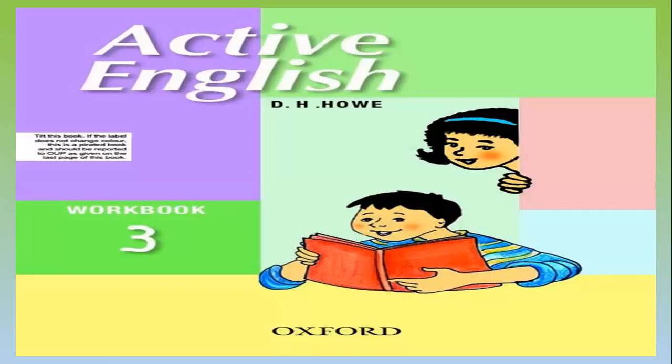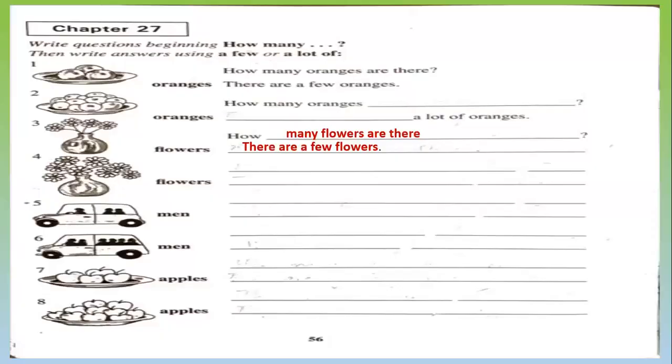Open your workbook. We have to do the workbook, page 56, chapter 27. Write questions beginning how many, then write answers using a few or a lot of. Let's see the example. Here is the plate. Here are some oranges in it, and here are more. How many oranges are there? There are a few oranges. Few, small.